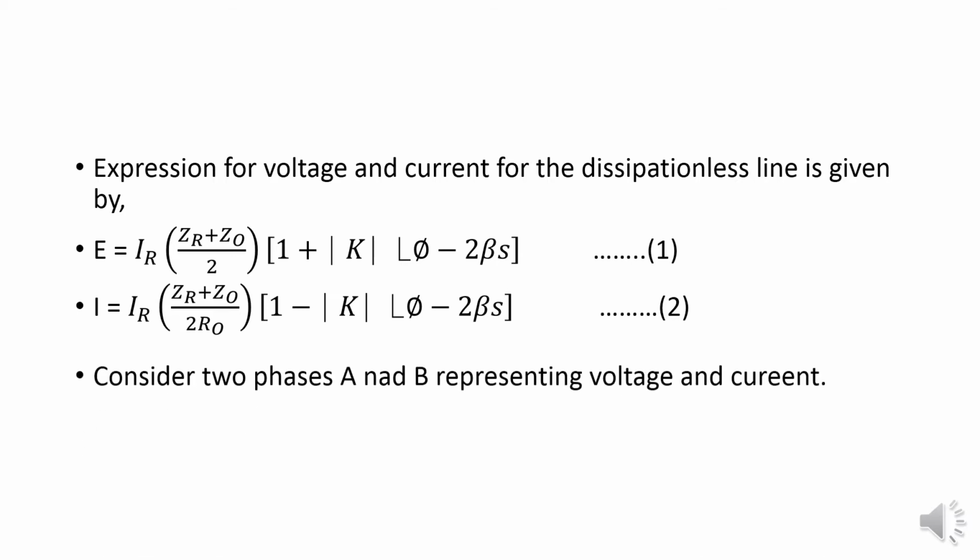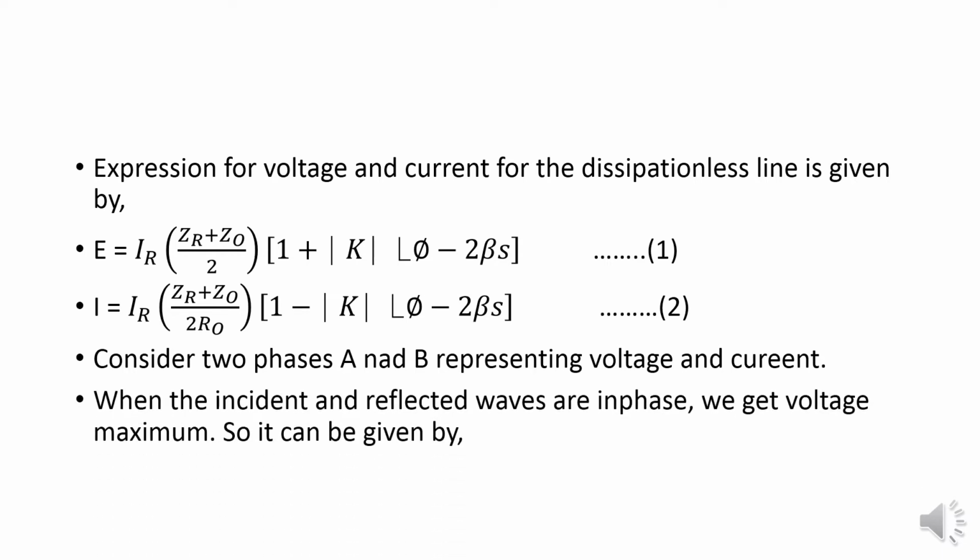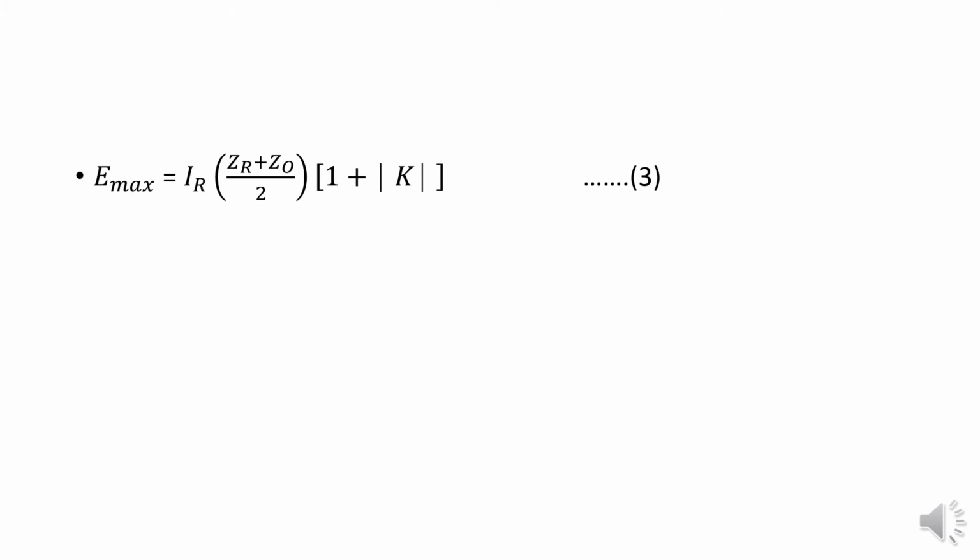Consider the two phasors A and B that represent the voltage and current. When the incident and the reflected waves are in phase, we get voltage maximum. So it can be given by pi minus 2 beta S equal to 0. Then substitute in equations 1 and 2. After that, the maximum voltage E max will be equal to IR into (ZR plus Z0) divided by 2, into (1 plus modulus of K). So this is taken as equation 3.